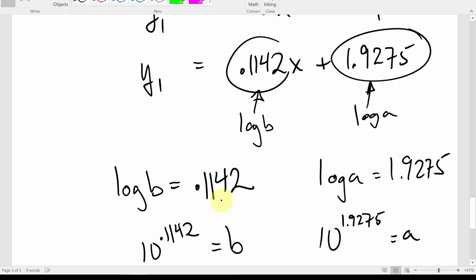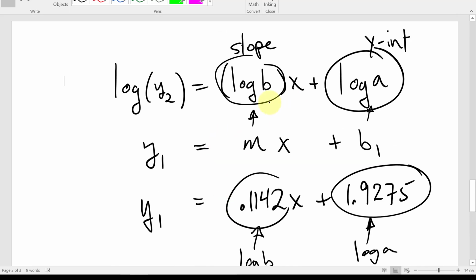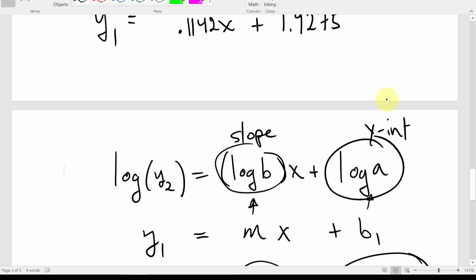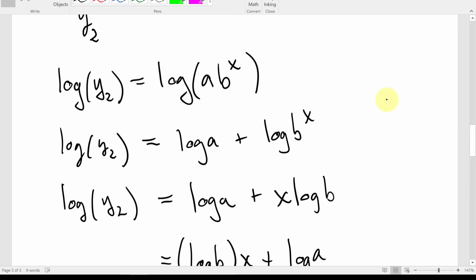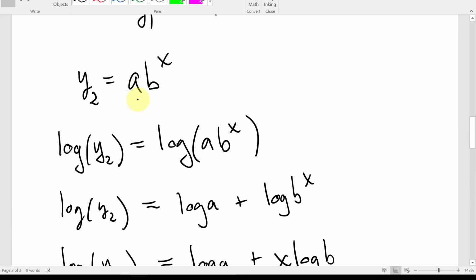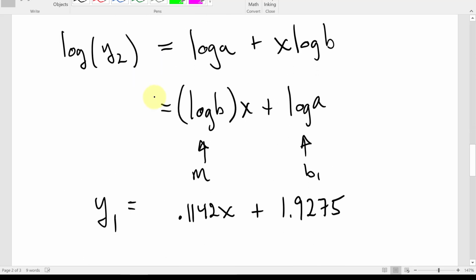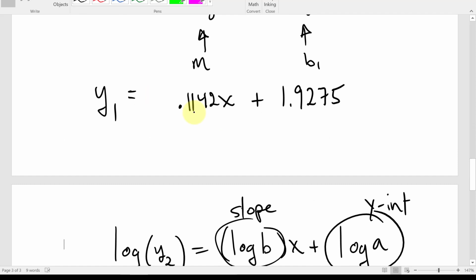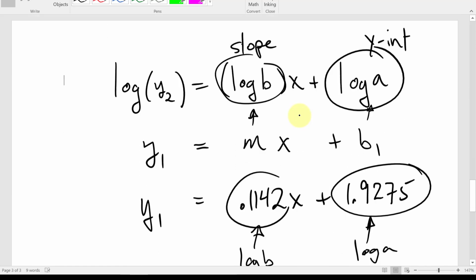So that's how you can track back if you now know what b is and what a is for some exponential model. We can go back and look at what the a and b would be in an exponential model, because we found the corresponding slope and y-intercept when it's written in a linear form.